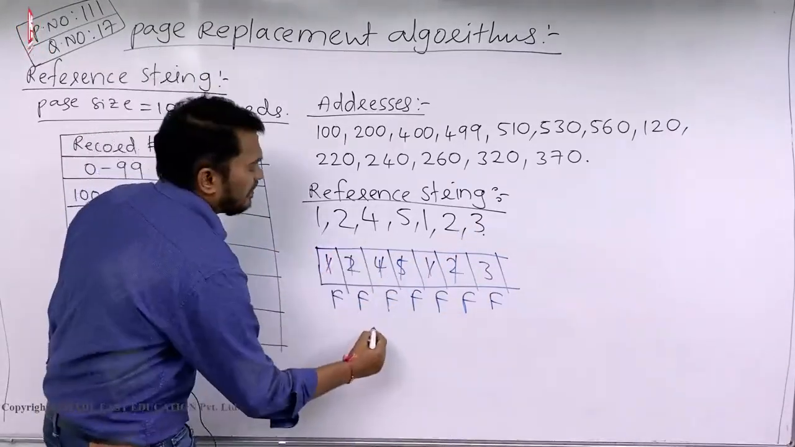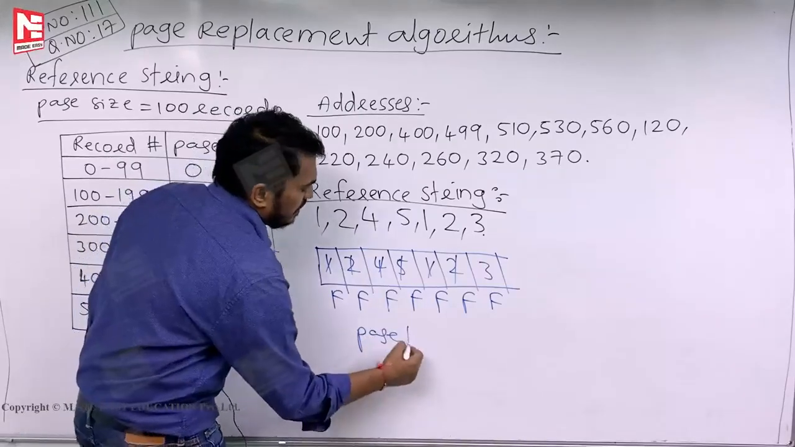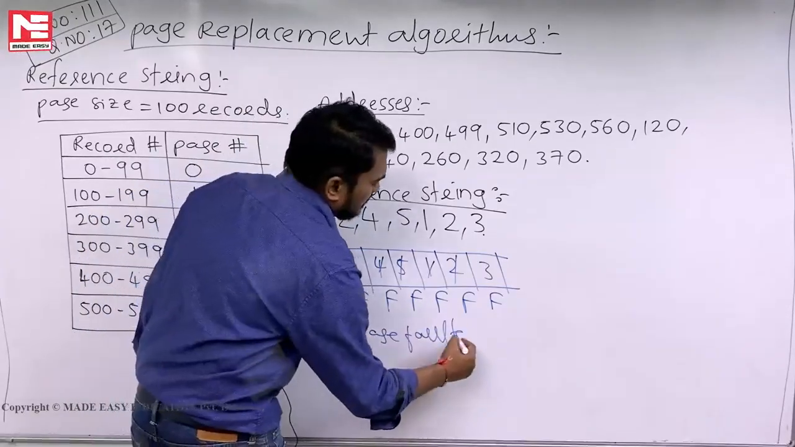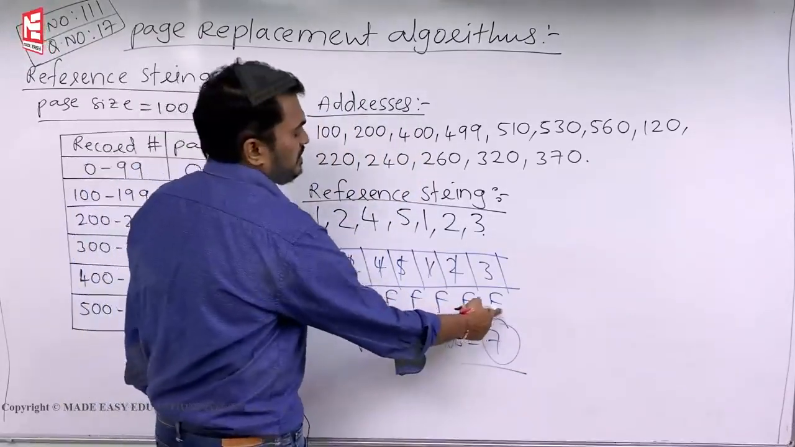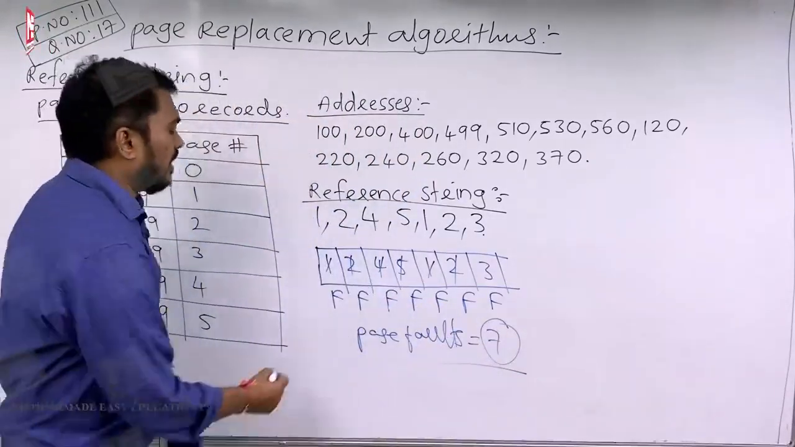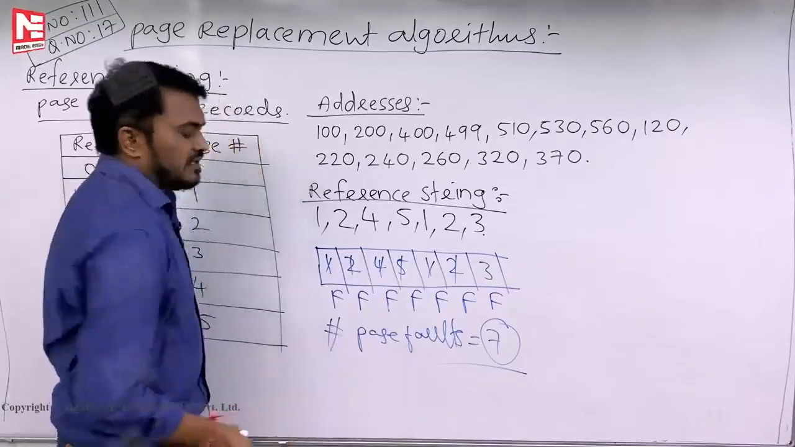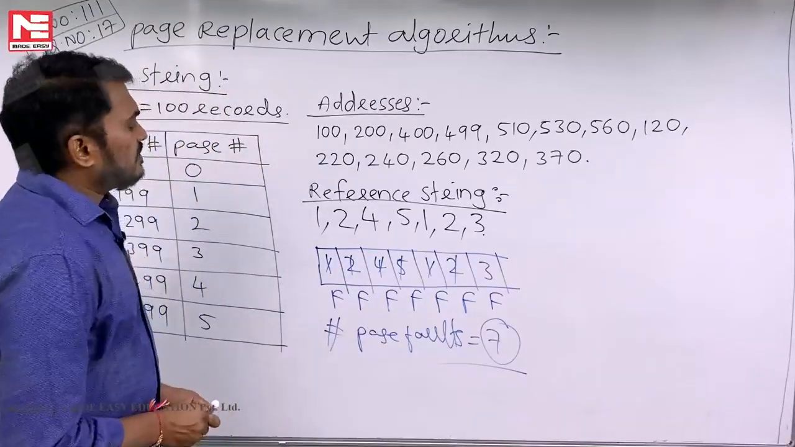So now tell me, how many page faults are coming here? 7. So that is 7 page faults. Count karo: 1 2 3 4 5 6 7. So the number of page faults will be 7.